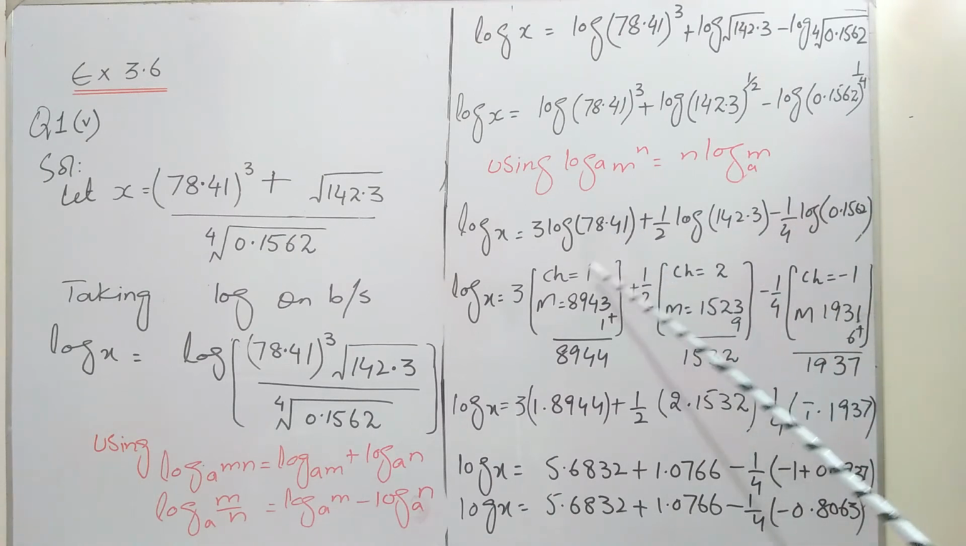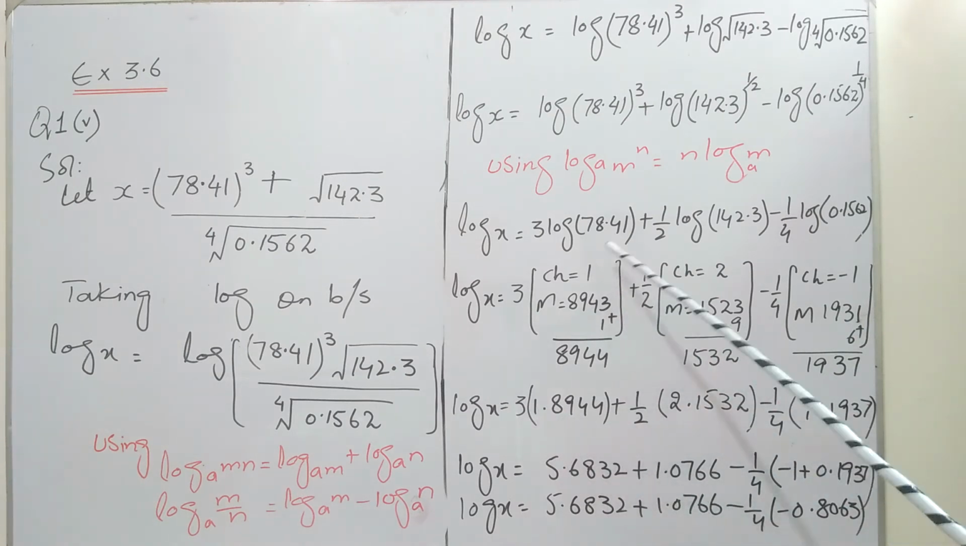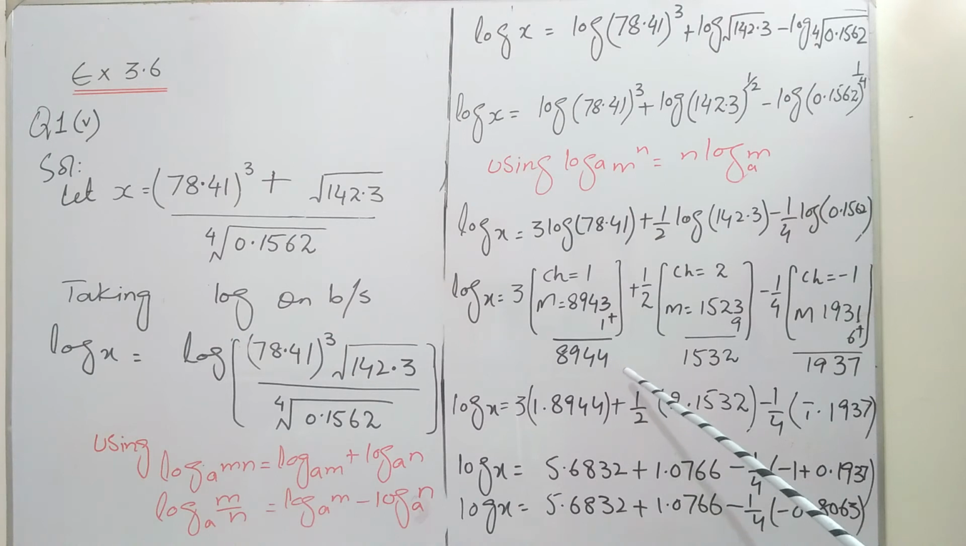So in the first case, characteristic is equal to 1 and mantissa by the logarithm table is 8944. Second case, characteristic is equal to 2 and mantissa is 1532. Third case, characteristic is equal to minus 1 and mantissa is 1937. So log of x is equal to 3 into 1.8944. Now writing these values in logarithmic form, that is characteristic dot mantissa. Next one is 1/2 into 2.1532 minus 1 by 4 into minus 1.1937. So when we multiply 3 into 1.8944, we get 5.6832.